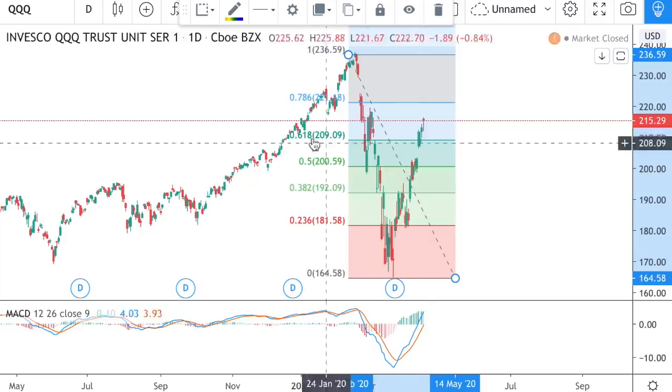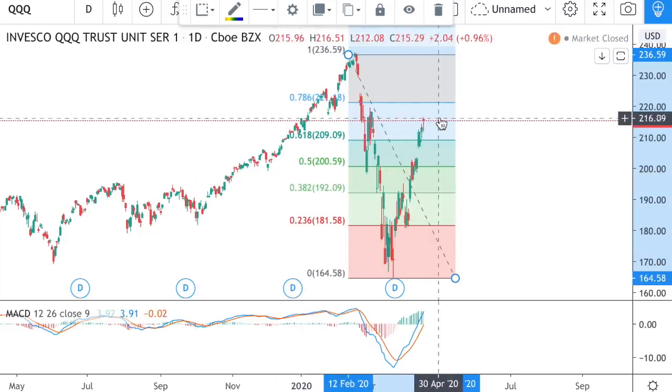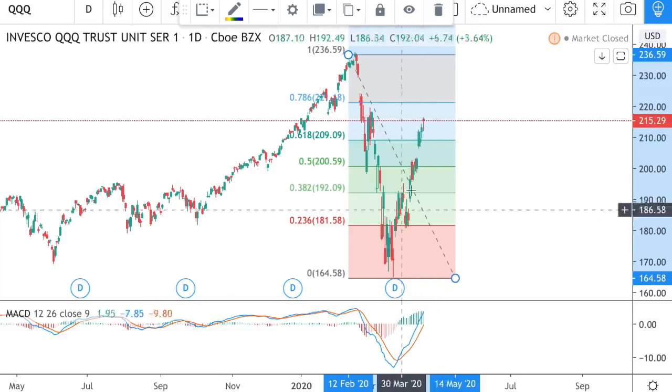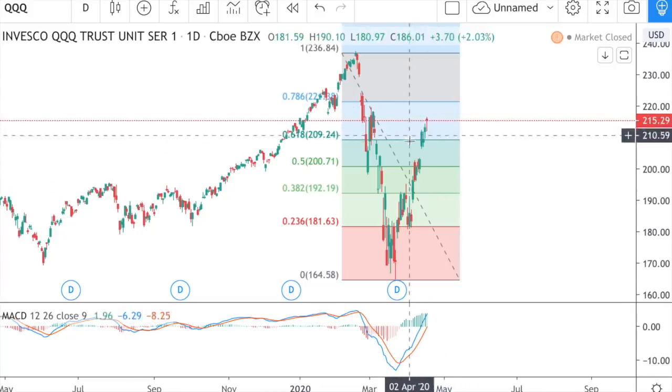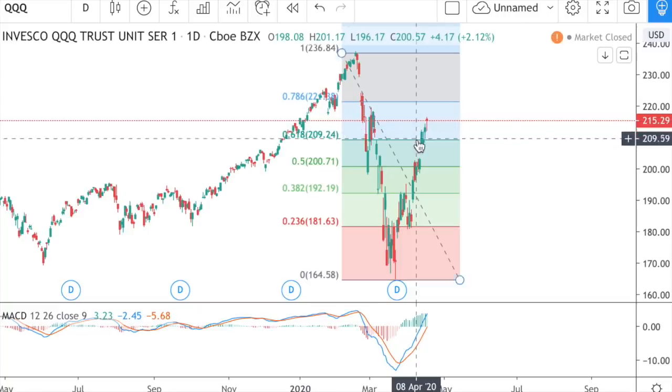We're way past the 61.8% Fibonacci level. So we're not in bear market rally territory anymore. Clearly fundamentals are pushing this rally higher, especially in the past few days where the markets have really started to take out some important levels.